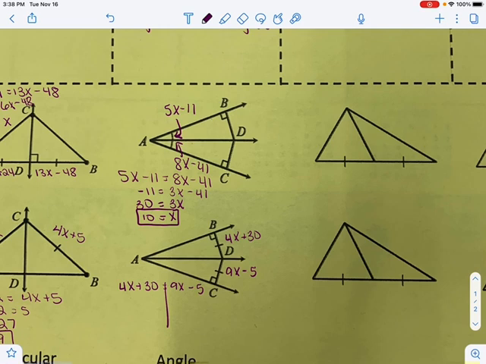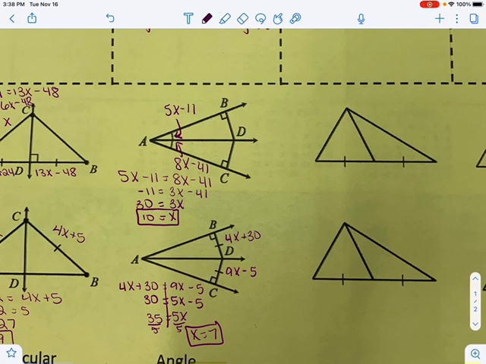Again, start by subtracting 4x from both sides, so 30 equals 5x minus 5. Then you can add 5 to both sides, so 5x on this side, 35 on the left. Divide by 5, divide by 5. X would be equal to 7.